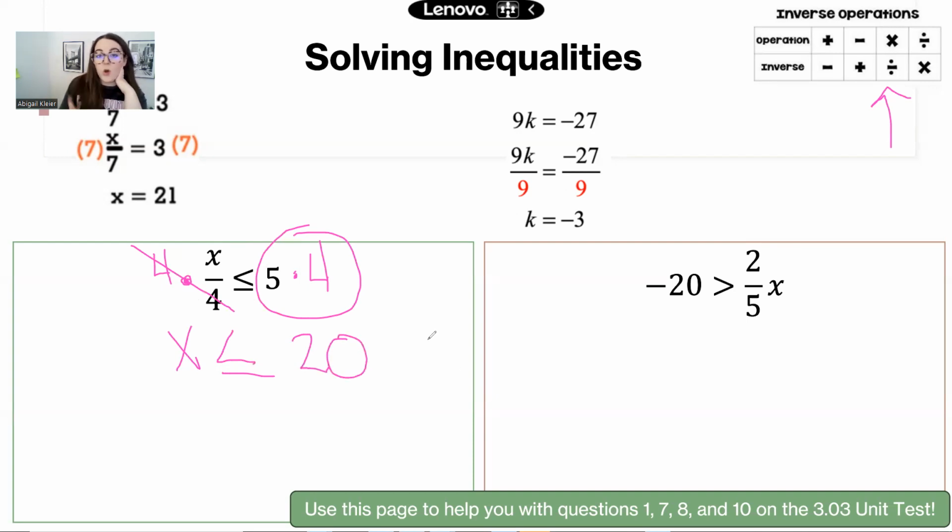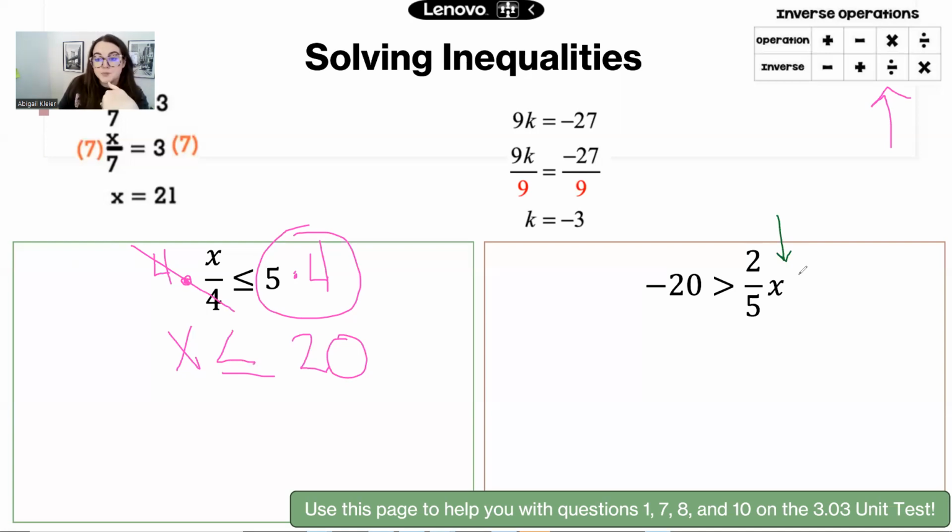So again, it's a one-step inequality. It only takes one step to isolate our variable and find our solution. Next, we're going to look at our second box. And again, same thing over and over again. We look at our variable and we have to look at what is the impact on our variable.